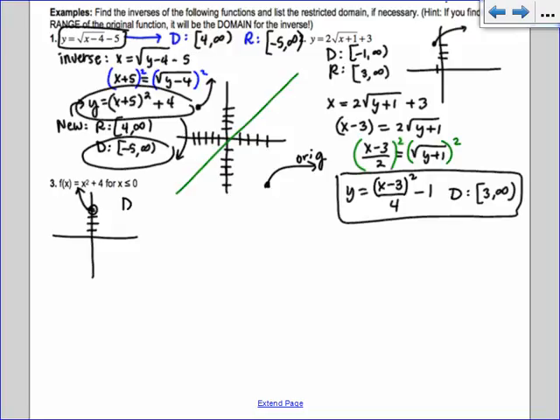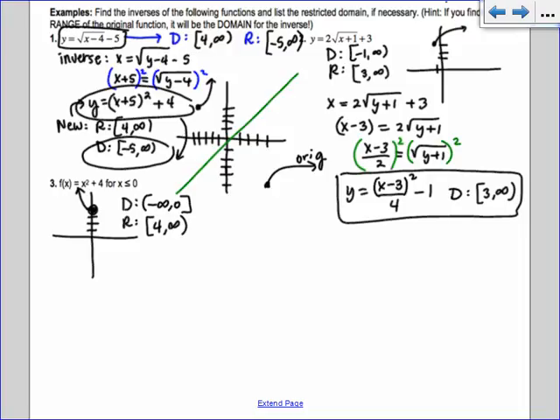So let's list the domain and range for the original. That can be helpful. The domain we said was everything less than or equal to 0, so it's negative infinity to 0, bracket. Range, what was the first y value we hit? And that is actually filled in. So it's bracket 4 to infinity. Exactly.